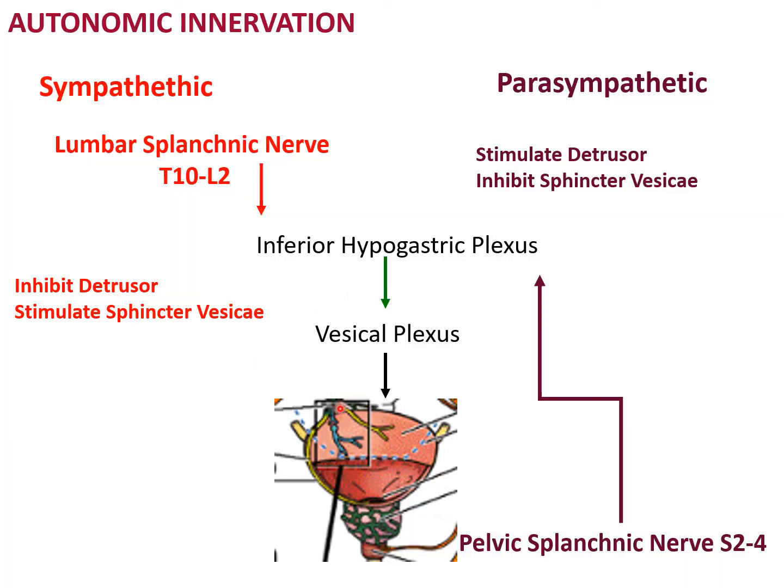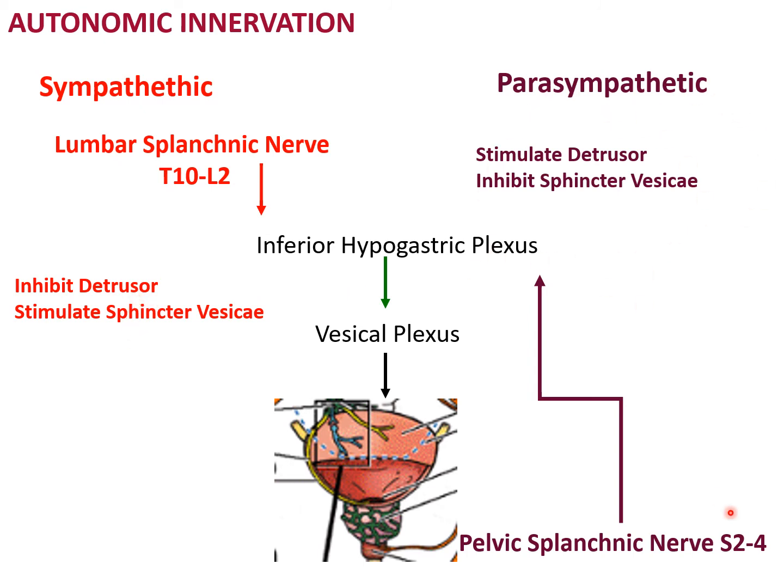The autonomic innervation of the urinary bladder. The sympathetic part comes from the lumbar splanchnic nerves, which arise from T10 to L2 spinal segments. The preganglionic fibers enter into the superior hypogastric plexus, from which arise the postganglionic fibers, which run and form the inferior hypogastric plexus. The sympathetic fibers inhibit the detrusor and stimulate the sphincter vesicae. That is, they are going to help in filling of the urinary bladder. I'll come to it again.